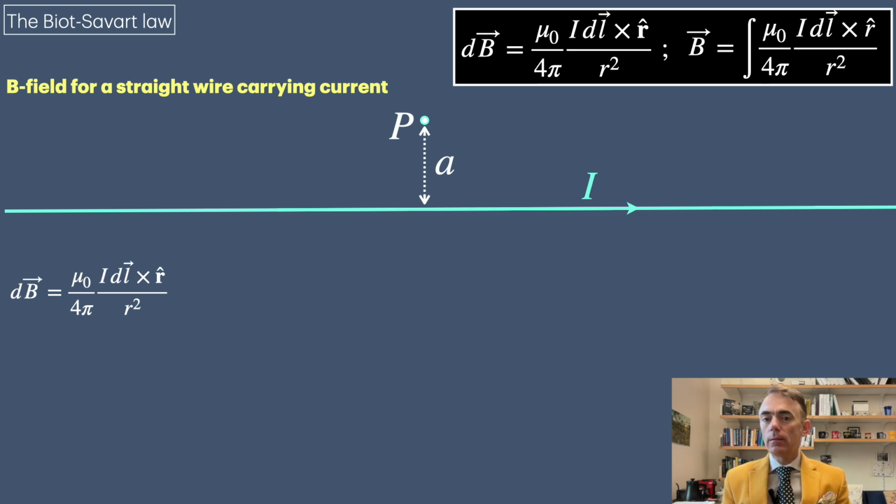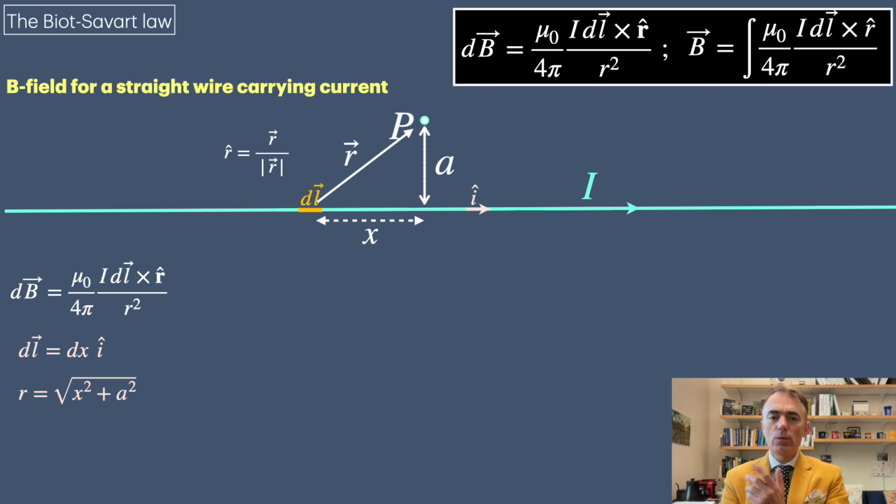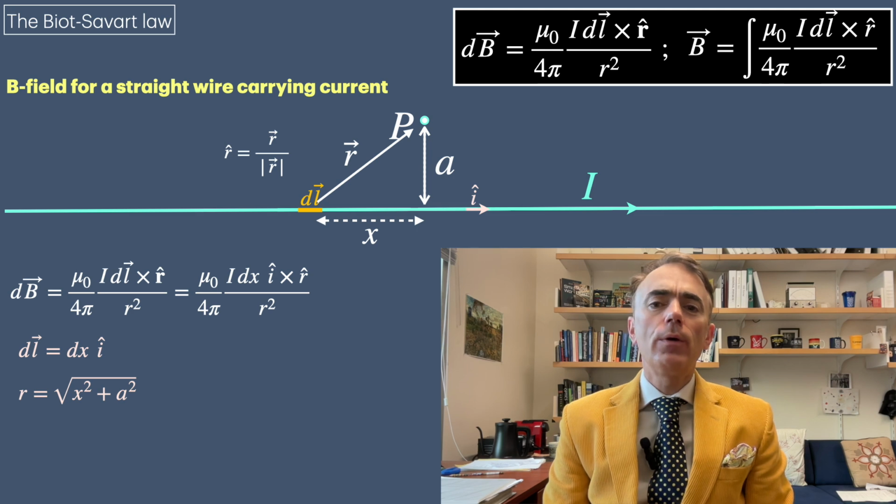For each small element dl along the wire, we can write dl equals dx i hat, where i hat is the unit vector along the x-axis. The distance from the element at x to point P is r equals square root of x squared plus a squared. Therefore, dB is mu naught over 4 pi, and then I dx i hat cross r hat over r squared, where r hat is a unit vector pointing from dl to P. Now, let's be careful here when it is time to multiply i hat times r hat.